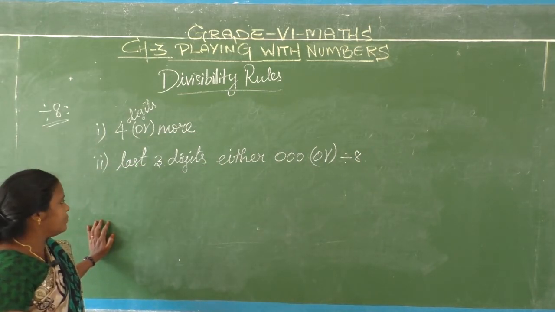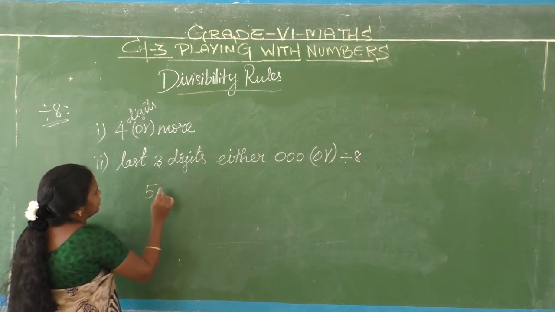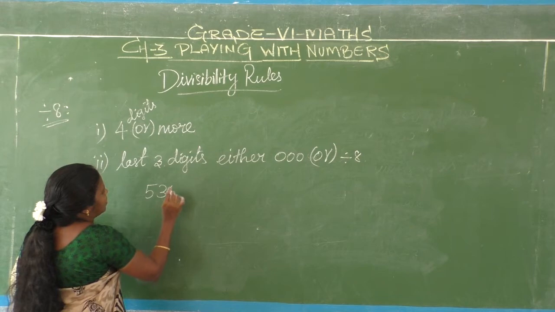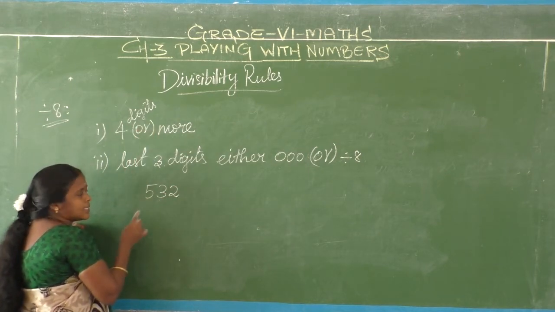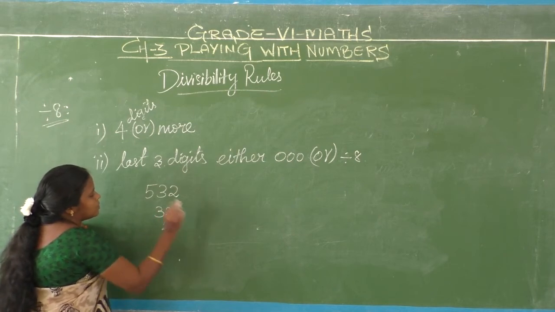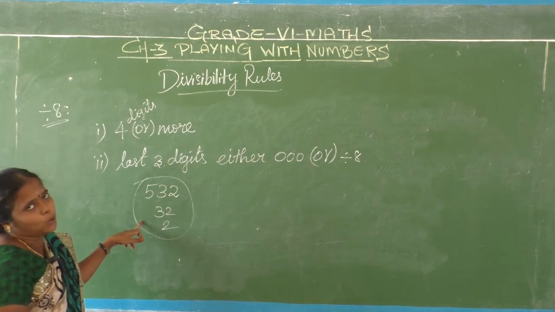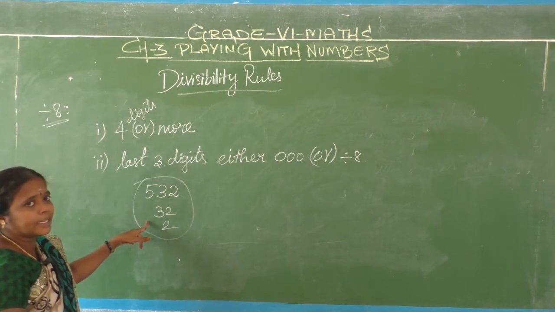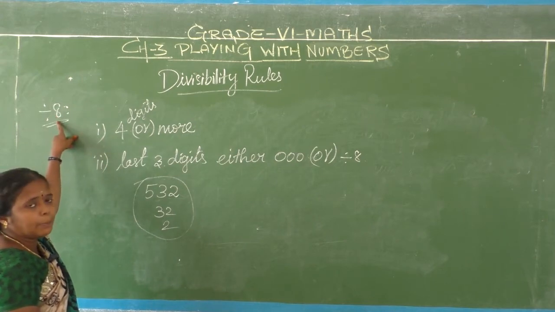Like that they told. For example, I am taking this number. See, 4 digits they told, but I have taken 3 digits. Suppose 2 digit, single digit. Like this if we take, will you apply this rule? No, it is not applicable in this category, because they told the condition itself to apply the divisibility by 8 rule.